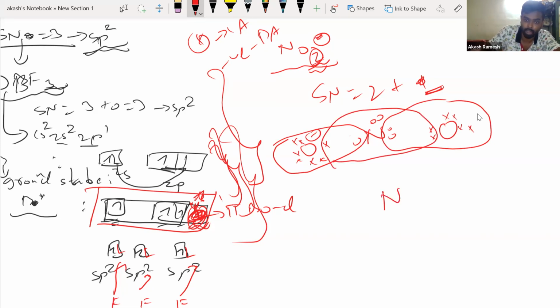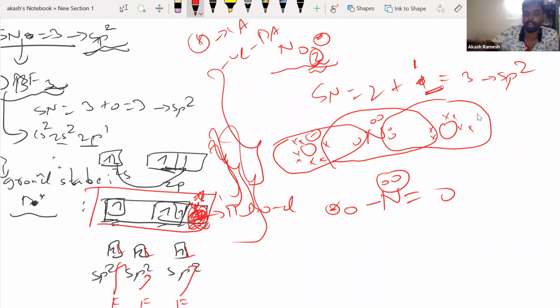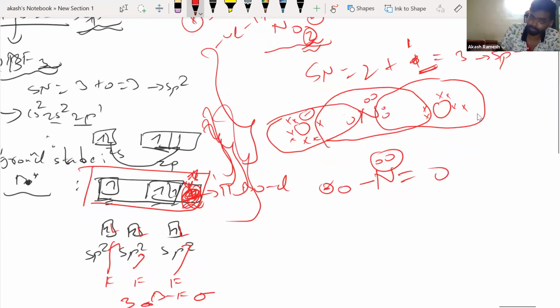Now when you draw the structure properly, you will have a lone pair on nitrogen. There is a negative charge here, a single bond, a double bond, and a lone pair on nitrogen. So it has 1 lone pair, the steric number is 3, and I am going to have sp2 hybridization. Very simple. Now we understood.